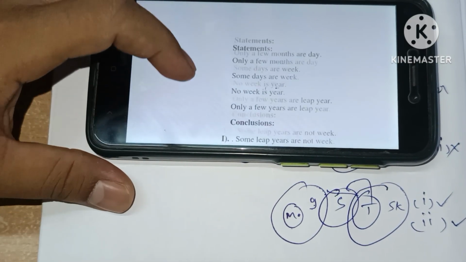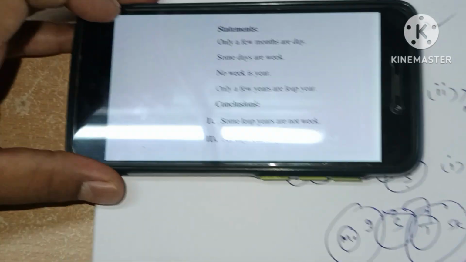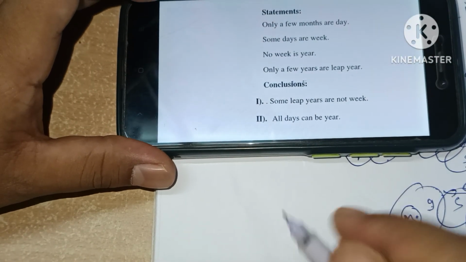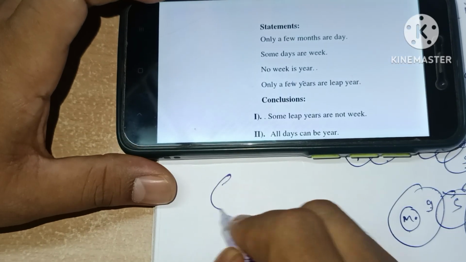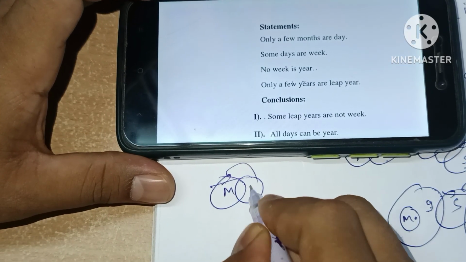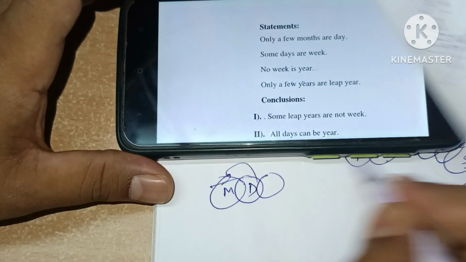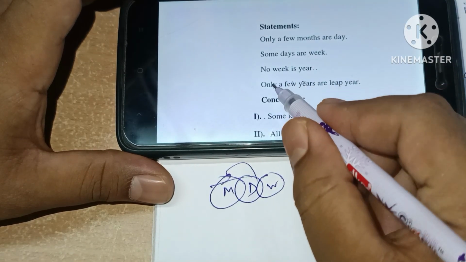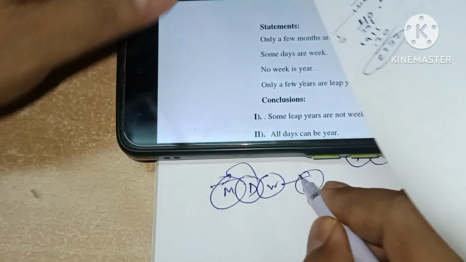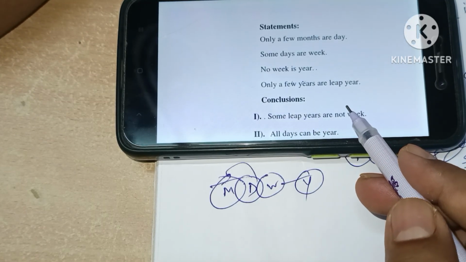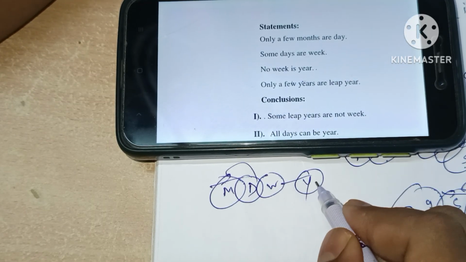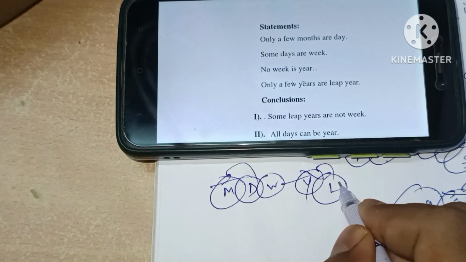Now we are going to see the last question, the fifth one. Only a few months are day. Some days are week. No week is year. Next one. Only a few years are leap years.